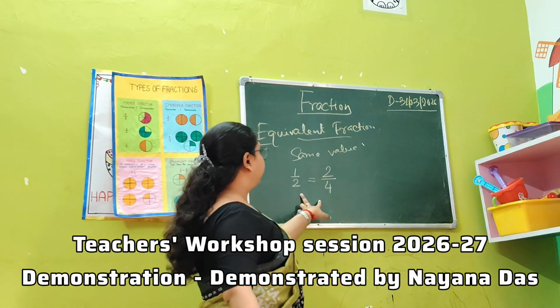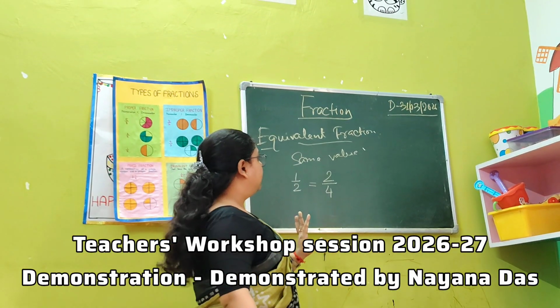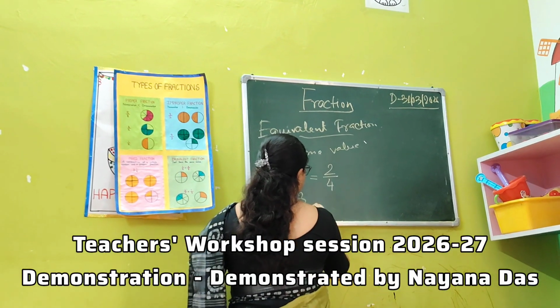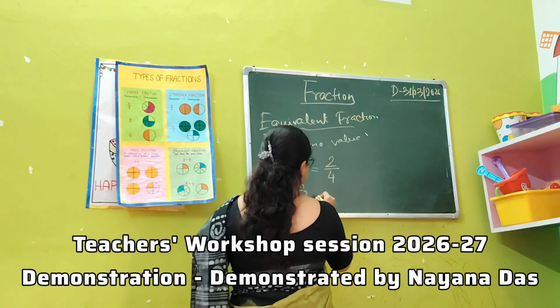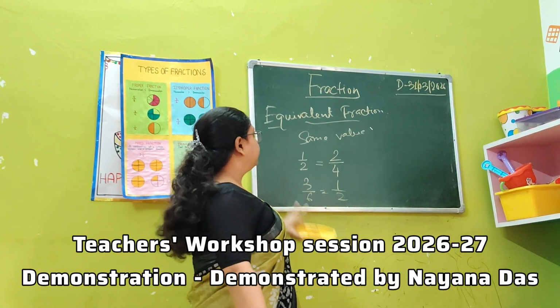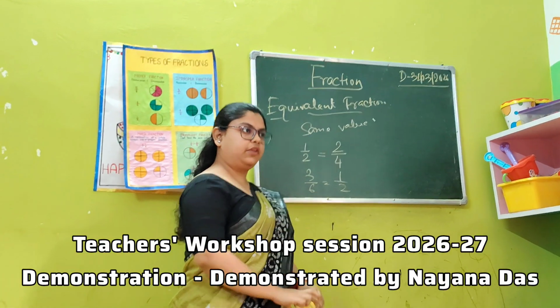So these two fractions are called equivalent fractions. Like that, another example is 3 by 6 equals 1 by 2 again. So these are equivalent fractions.